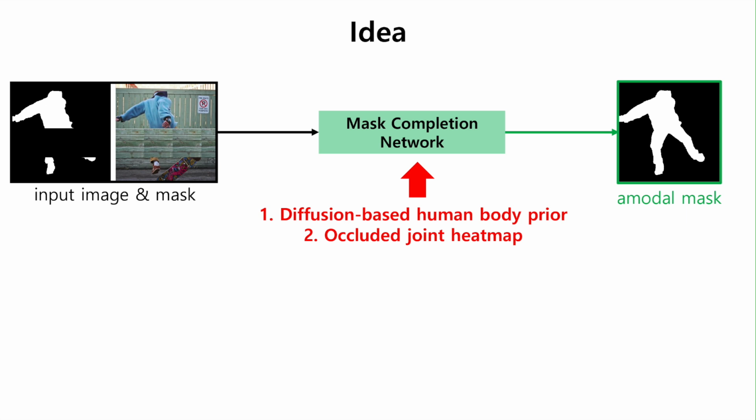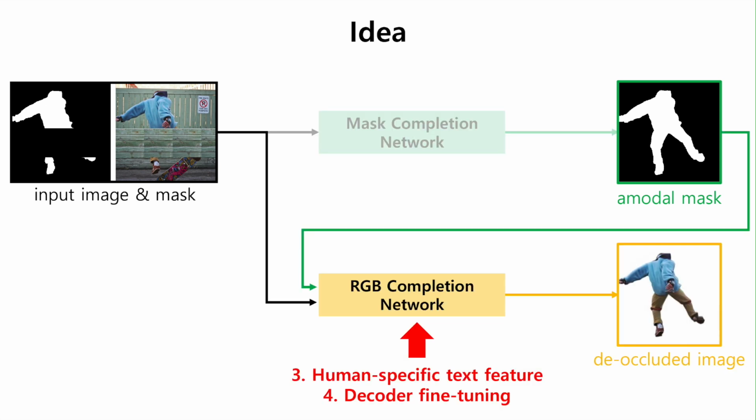Stage 1 completes the amodal mask using a mask completion network guided by 2 cues, a diffusion-based human body prior and an occluded joint heat map. In Stage 2, the RGB completion network takes the predicted amodal mask as additional input. We encode human semantics via a human-specific text feature and fine-tune the decoder to minimize information loss.